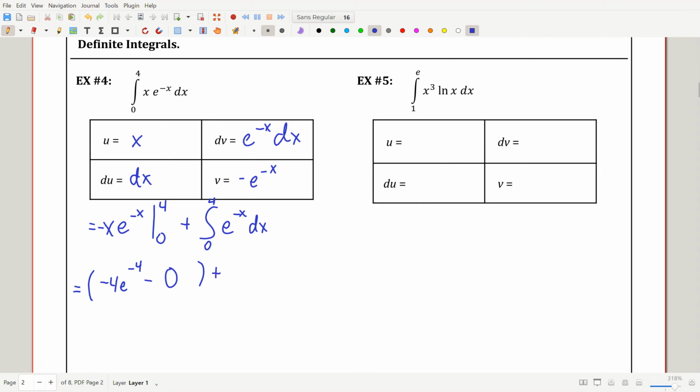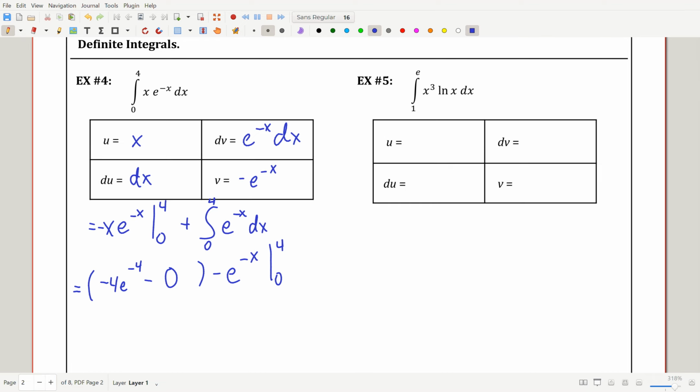Plus, we already integrated e to the negative x dx. It's negative e to the negative x. Just no dx, sorry. Minus e to the negative x, and that needs to be evaluated from 0 to 4.